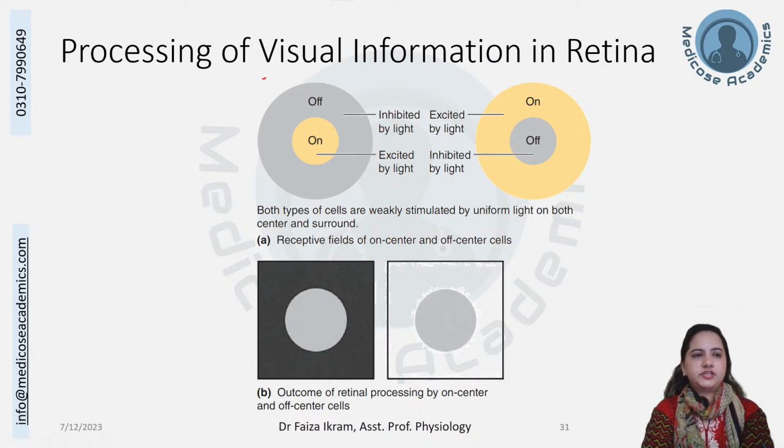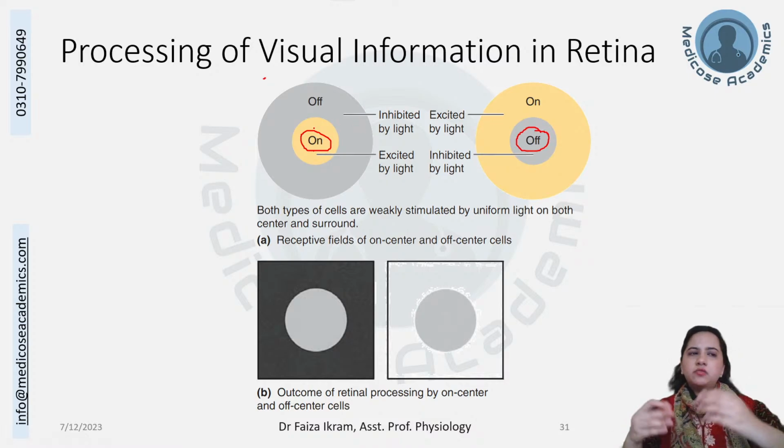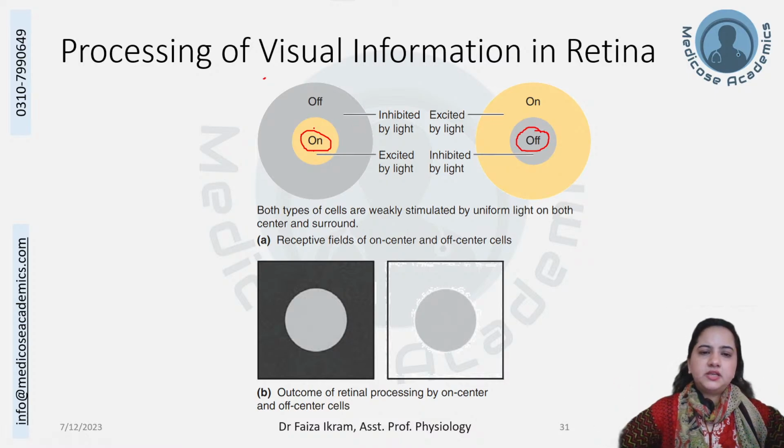Once the visual image is formed on the retina, the bipolar cells and ganglion cells respond in two ways. In front of you, there is one type of cells which have on center, and the other type of cells have off center. Secondly, the surrounding is opposite towards inside. Those who are on center have off surround, and those who have off center have on surround.